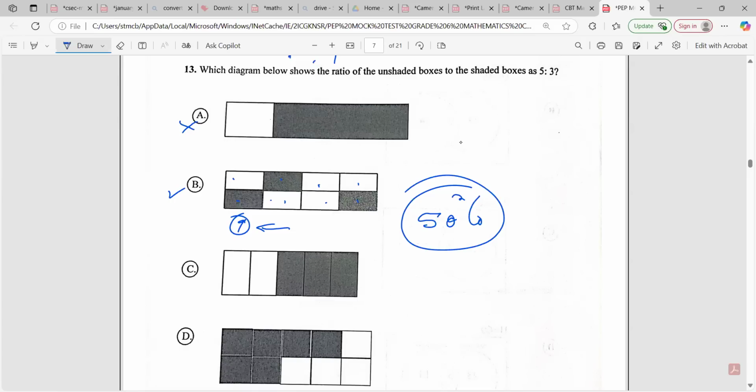So I disagree. For D, it has 10 parts, and 6 of them are shaded, while 4 of them are not shaded, and it does not match up with the ratio. So I pick D. All right. Thanks so much.